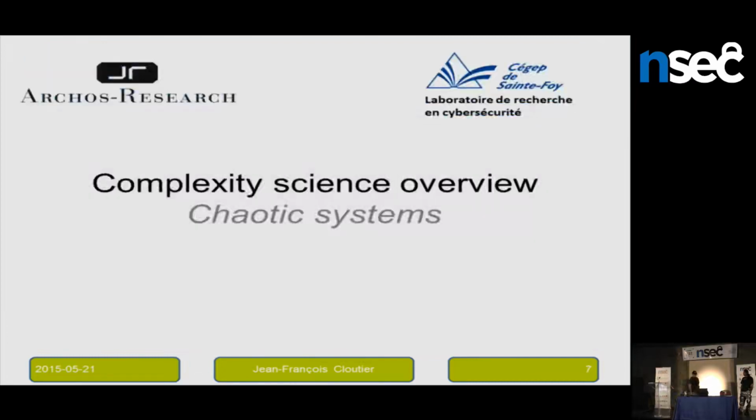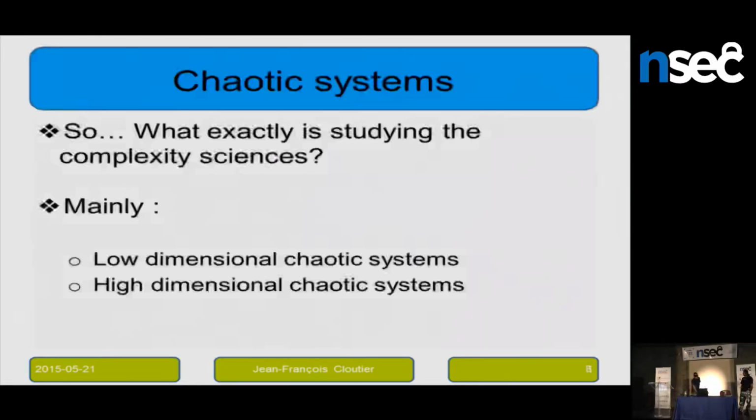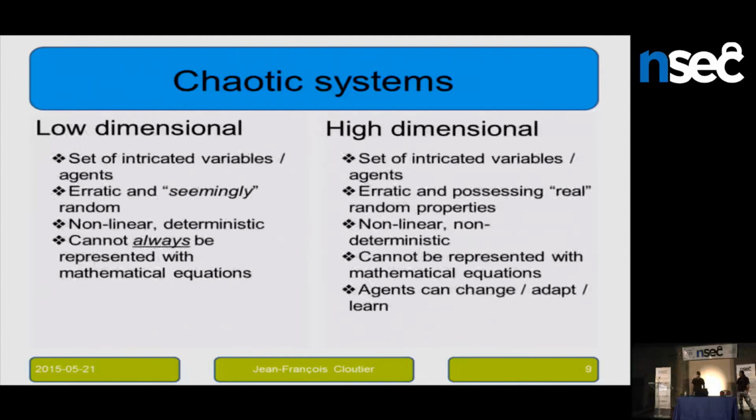So what exactly is complexity sciences? That's the question. Mainly, a very simple explanation could be that complexity sciences is studying low-dimensional chaotic systems and high-dimensional chaotic systems. So sorry for that. It's a very theoretical part, but just try to stay awake. I know it could be boring.